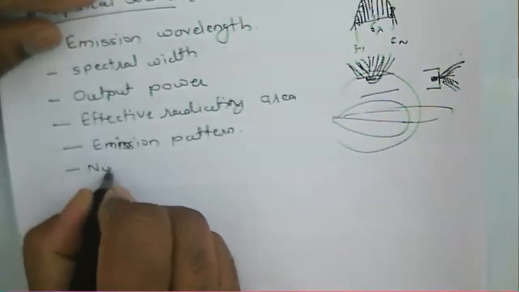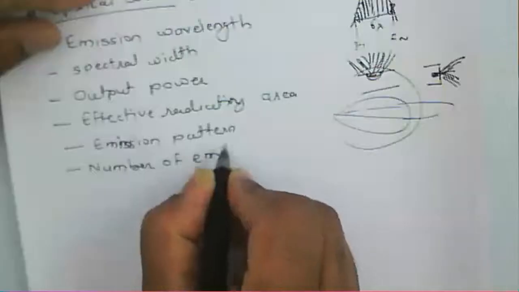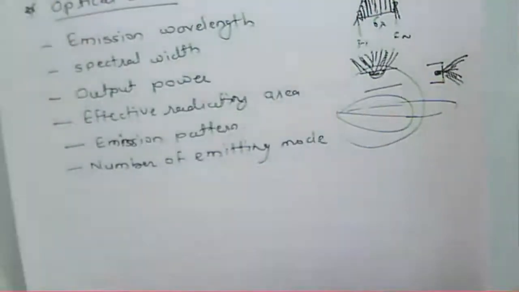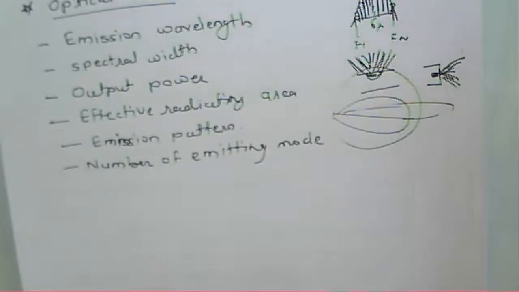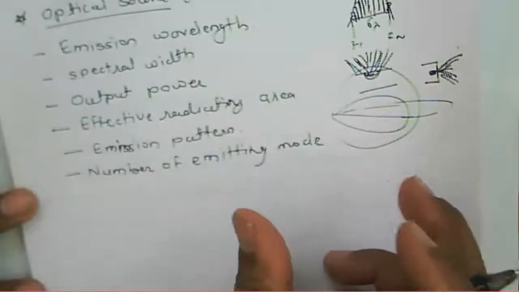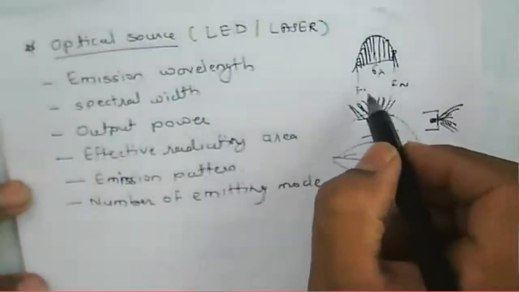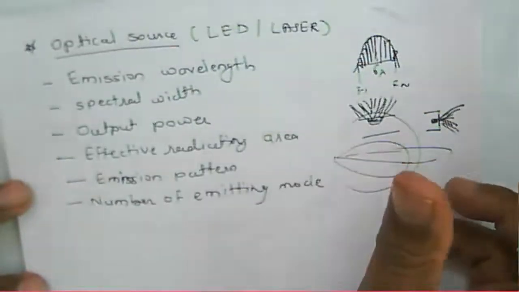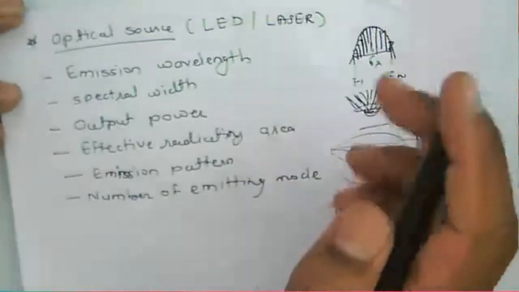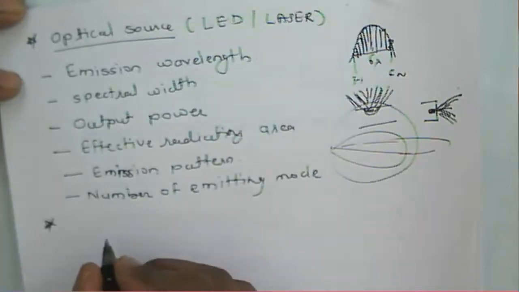And then the number of emitting modes. For a given particular fiber that will support multi-mode, we should know that this given source will support that number of emitting modes. We already said that if the spectral width is large, the number of emitting modes will be large. That is about the components required from the source side.